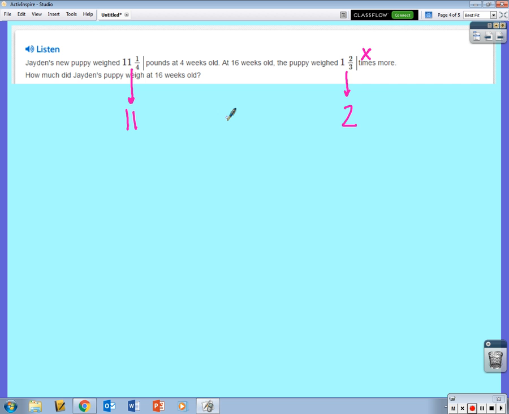It's times. I will multiply these two. I am assuming, giving a rough educated guess, that Jaden's dog now weighs 22 pounds. Let's do some math to get a more precise answer. 11 1/4 times 1 2/3.